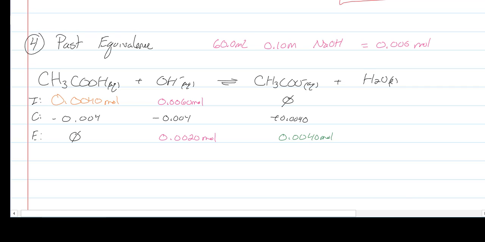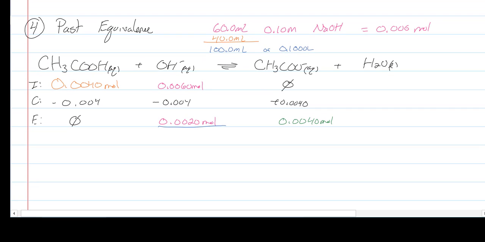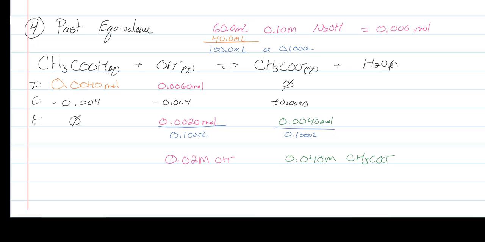The new volume, so we had the original 40 milliliters and the 60, it's a 100 milliliter total volume, or 0.1000 liters. And we divide by 0.1000 liters for both of these. We're going to end up with 0.02 molar hydroxide and 0.040 molar acetate. Well, now we have acetate in solution again, and that's altering the pH.